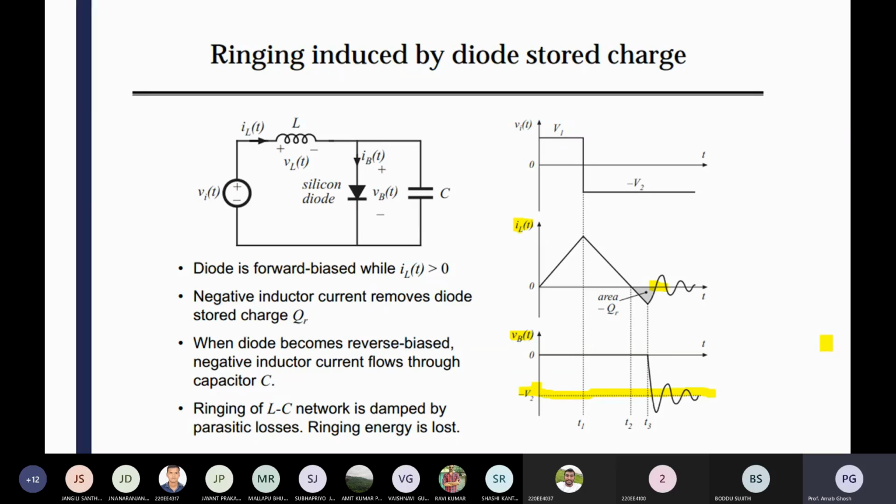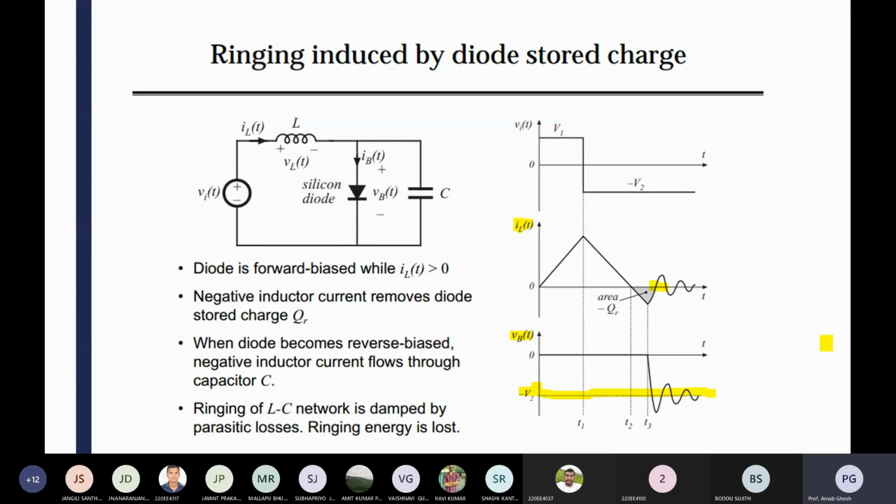So definitely in a power electronic circuit the same kind of observation will be there. How much is observed is due to resonance. It's like a resonance between your LC network.